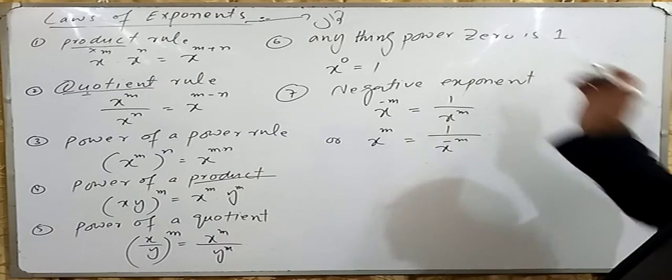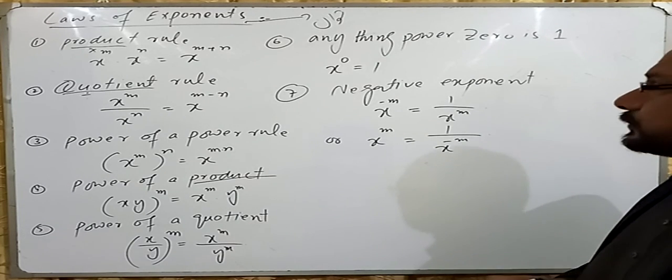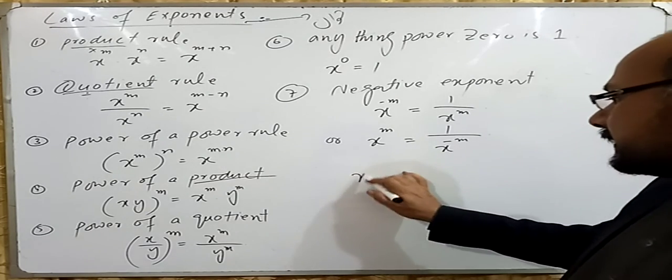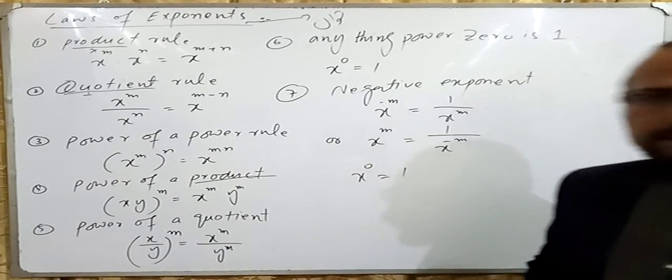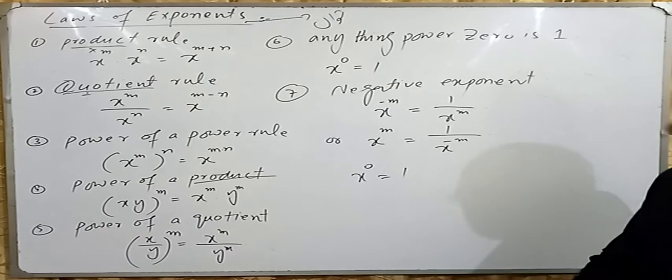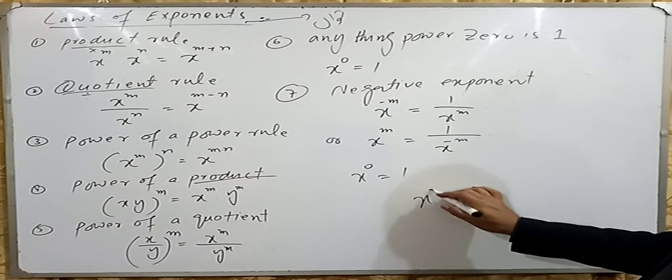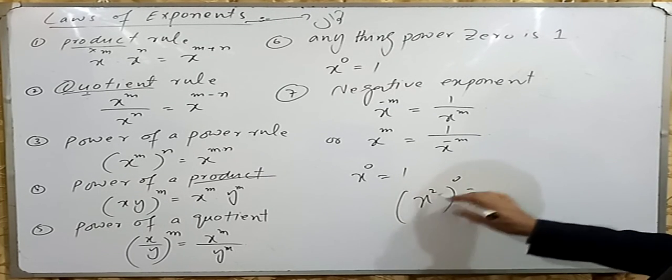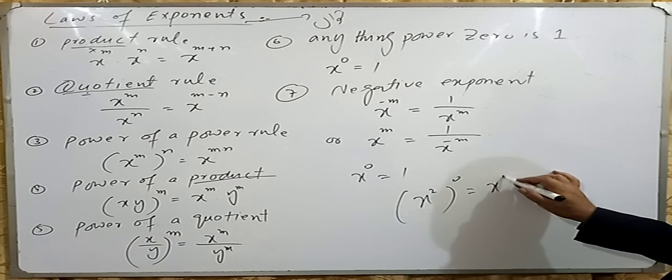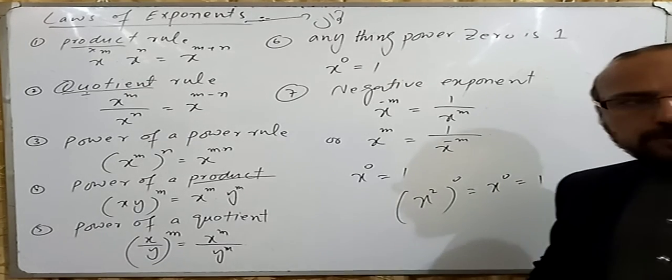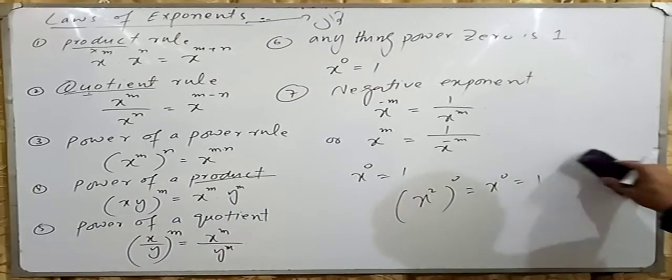After that, anything power 0 is equal to 1. If we have 0 exponent, so that is equal to 1. For example, if we have x power 2 whole power 0, so if we multiply power of power, 2 multiplied by 0, it will become 0. Yeah, it's equal to 1. So anything power 0 is equal to 1.